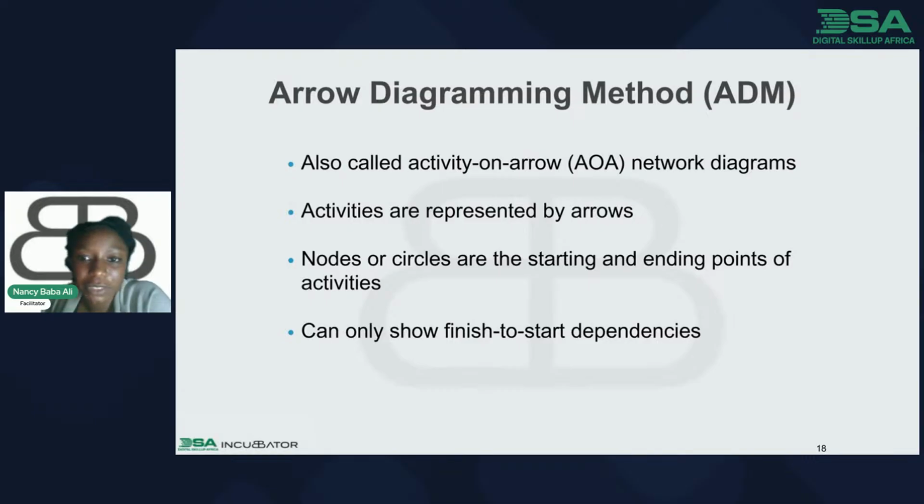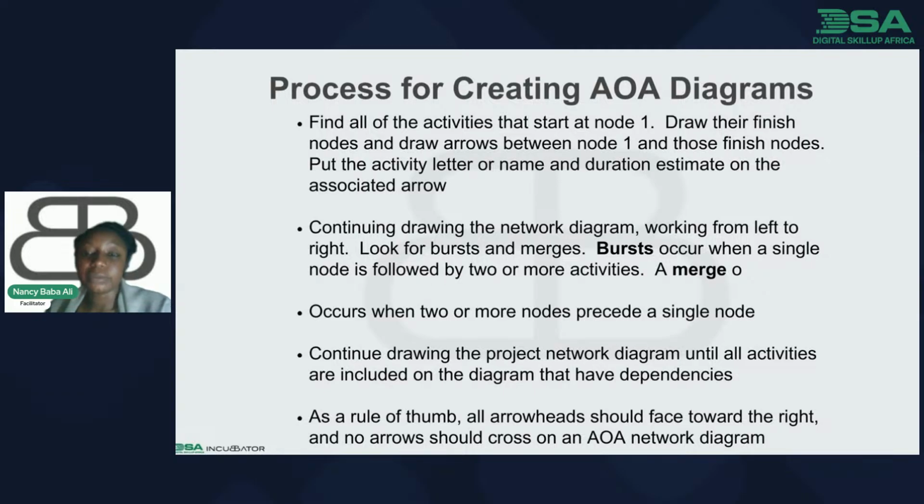So we also have the next slide, which is the process of creating AOA diagrams. You have to draw nodes or circles, put a letter or name, duration estimates, and arrows. Continue drawing the network, working from left to right, the left being the starting point and the right being the end. A merge occurs when two or more nodes precede a single node, and a burst occurs when a single node is followed by two or more activities, right?